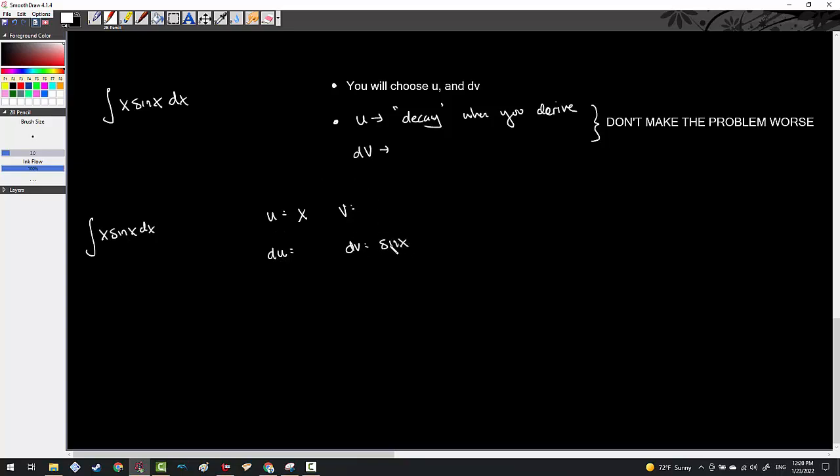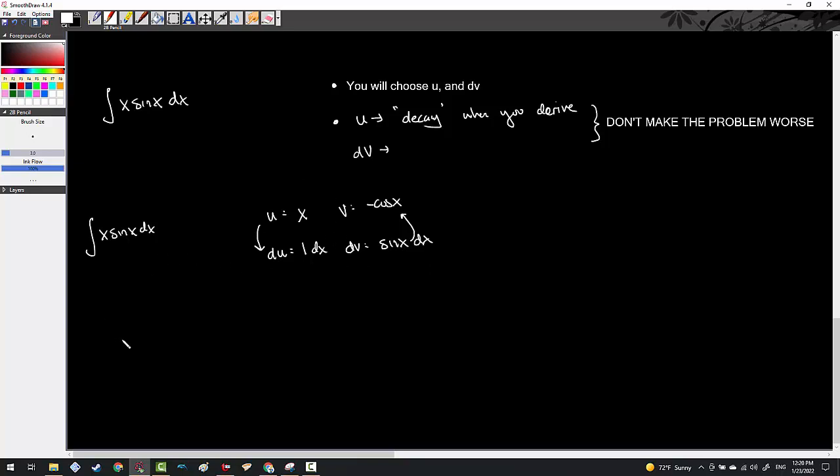Now, here's where we've got to be careful, because what I'm going to do is derive u to move down to du. So that makes this thing 1 dx. But in order to get v, I have to integrate that. So I've got to be able to integrate that thing in my head. Hopefully we remember that negative cos is the integral of sine. And I forgot the dx there. Sorry about that. And so now, at this point, once you've identified this stuff, it becomes pretty easy.